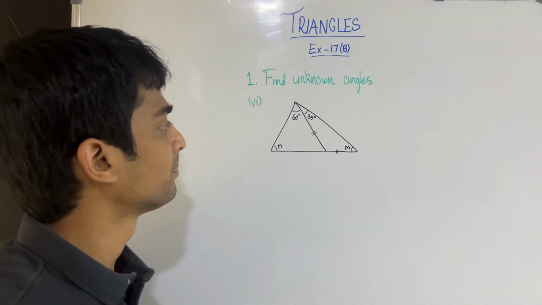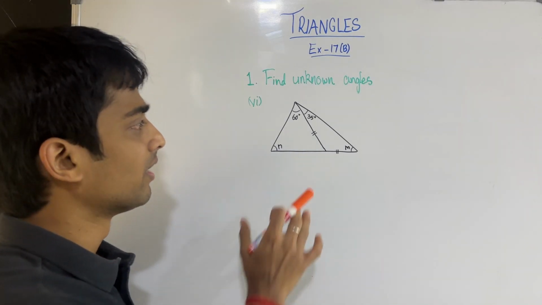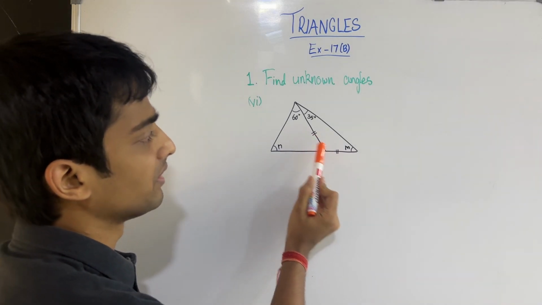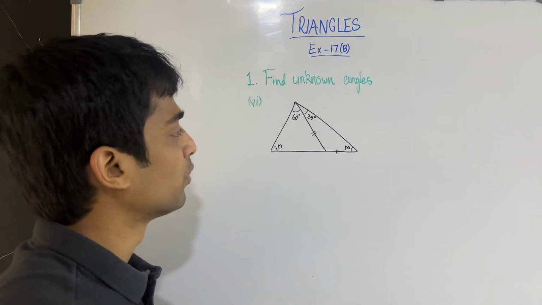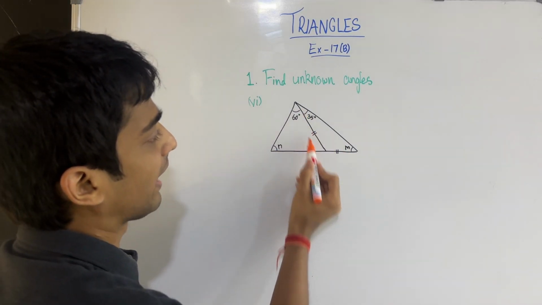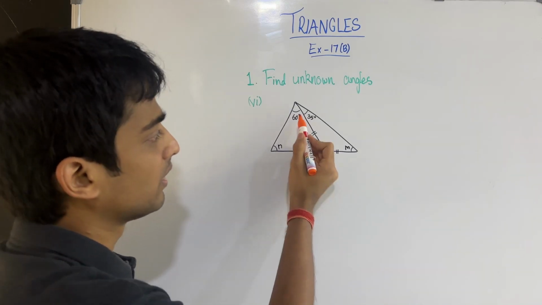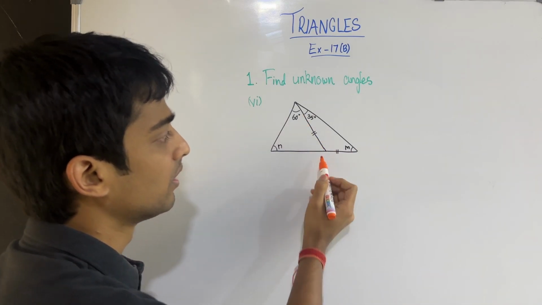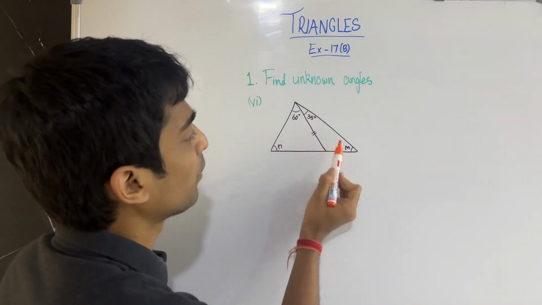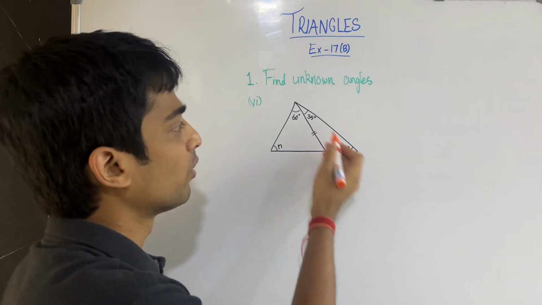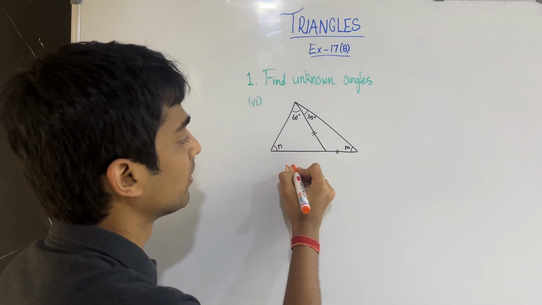First, sixth sum. So we have a triangle here and we have these two sides as equal. We have to find M and N. So what we will do first, this is an isosceles triangle because two sides are equal. So these two sides are equal. And we know by the property of isosceles triangle, these two angles also have to be equal. So we already know M is equal to 35.